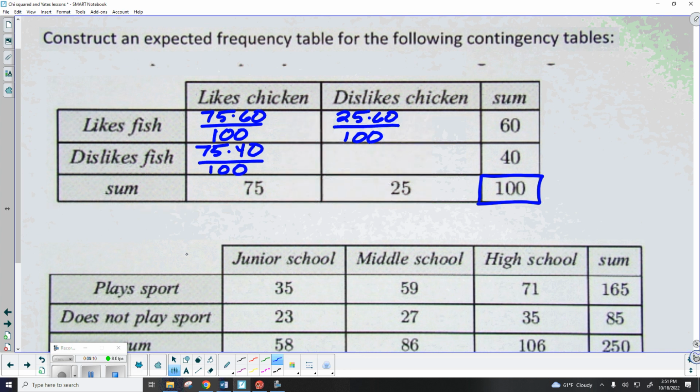So is everybody okay with how we're calculating the expected frequency? Okay, so it's pretty easy, pretty straightforward. Then everybody would agree for this last one here, if we don't like fish or chicken, 25 times 40, we're going to divide that by 100.